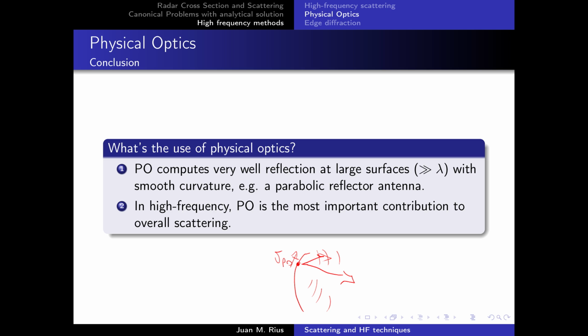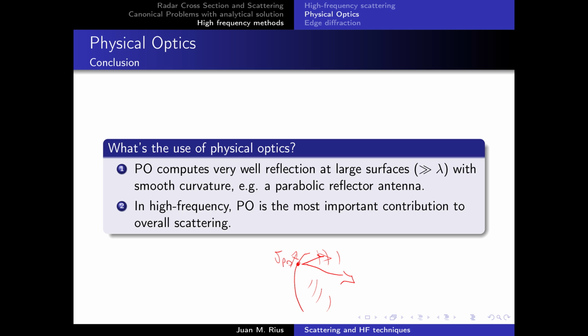And in fact, one of the best software packages, maybe the best one for analyzing reflector antennas, developed by a Danish company and probably the best software for reflector antennas in the world, uses of course physical optics.